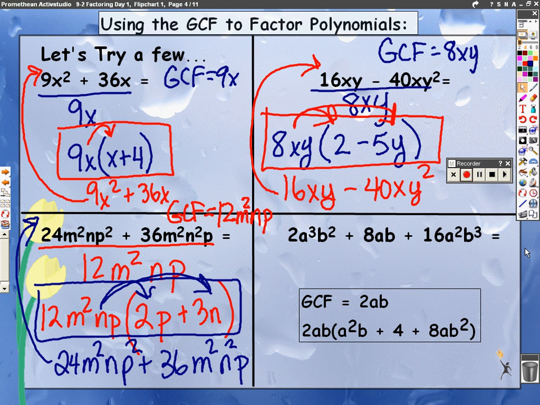And very quickly, to factor polynomials, you first find the greatest common factor, and then you divide each term in the polynomial by the greatest common factor. Always remember to check your answer to be sure you have factored correctly.